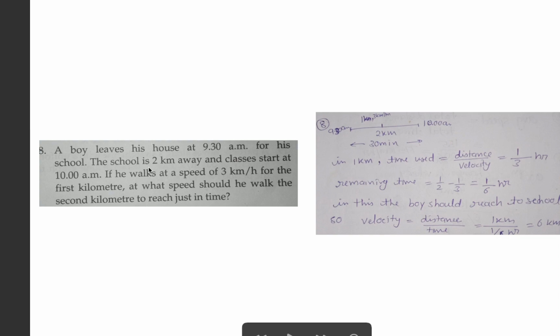The school is 2 km away. The class starts at 10 a.m. So he should reach the school by 10 a.m. If he walks at a speed of 3 km per hour for the first kilometer, what speed should he walk for the second kilometer to reach just in time?